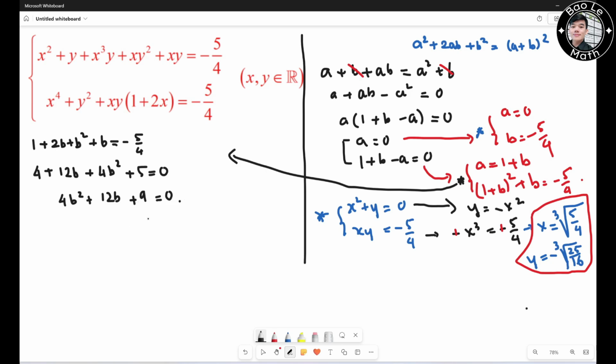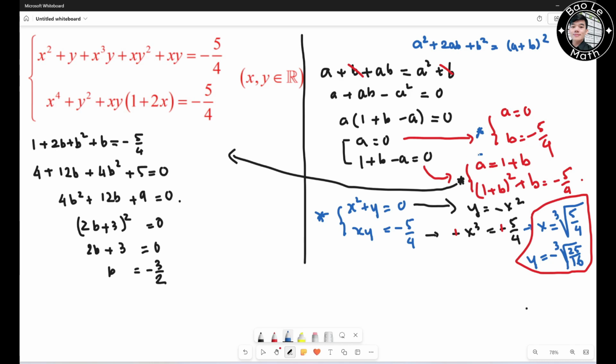Alright, this guy turns out to be 2b plus 3 all together squared, the complete square formula is right here, so equal to 0. So it turns out to be 2b plus 3 equal to 0. b equals negative 3 over 2. So b equals negative 3 over 2.